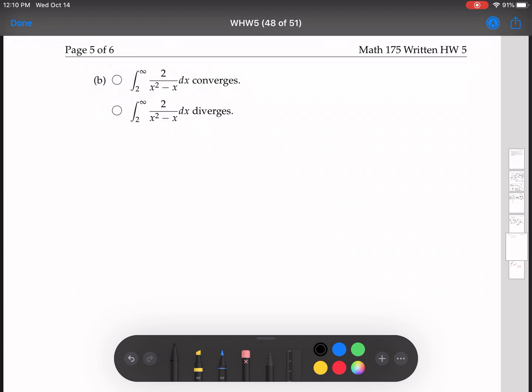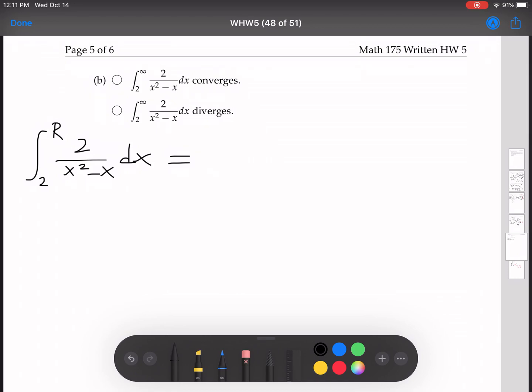All right, so we'll just have to compute the integral. Now, we can do this in a couple different ways. You can keep the limit with you the whole time. Often that's confusing for students, so let's just do it the way that we do it in WebAssign. So we'll compute from 2 to r, 2 over x squared minus x dx.